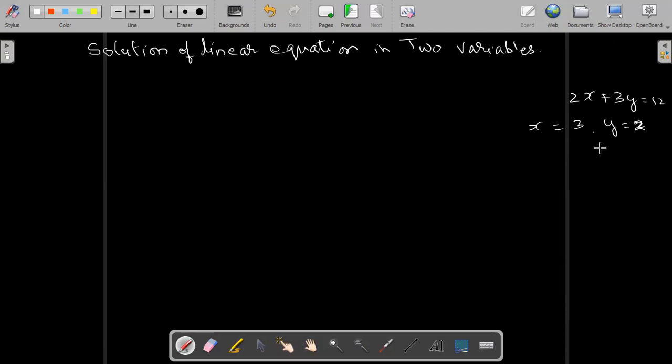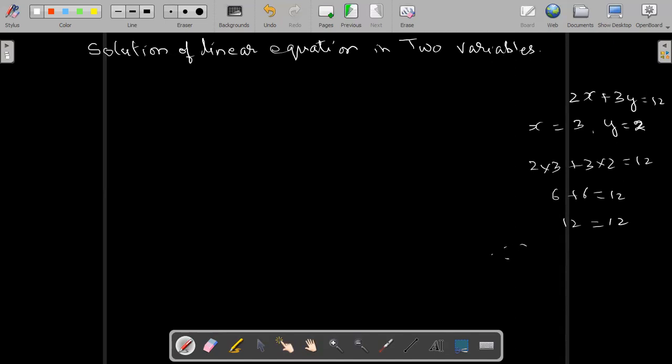First we see what are the solutions. If you put here 2 into 3 plus 3 into 2 is equal to 12. So 3 2 is 6, 3 2 is 6, is equal to 12. So 12 is equal to 12. So left hand side is equal to right hand side. Or if you bring 12 here, you will get 0. So that means it is a solution.